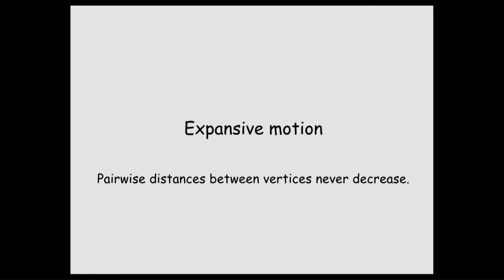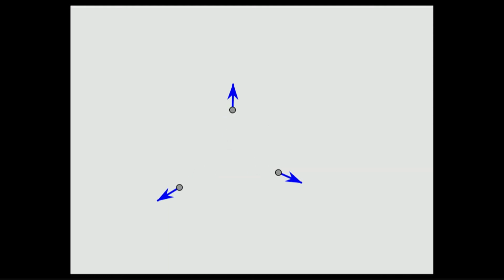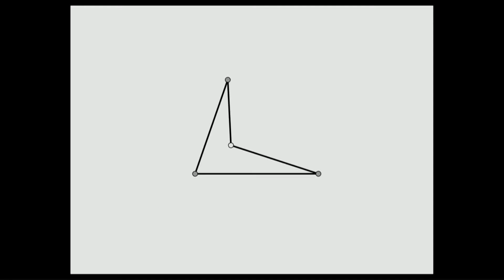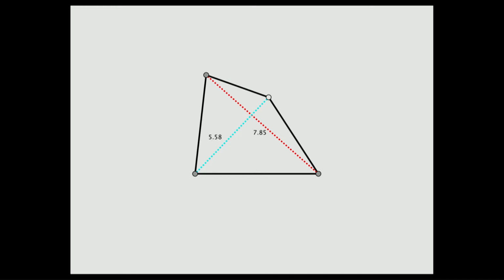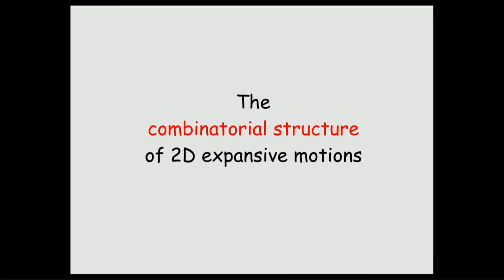Why is it non-colliding? Because the pairwise distances between vertices never decrease. They always increase, and when things increase, they never collide. So here's a 4-bar mechanism where it is expansive until it reaches a point from which it stops being expansive. Certain things may get together, and collision may be possible.